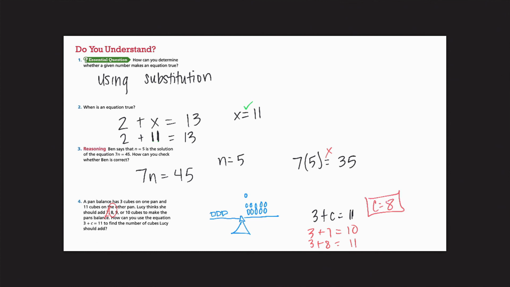Okie dokie artichokes. This is a pretty doable lesson. You just gotta be able to plug stuff in where you see a variable. Okay, so it's just like what we did with our scavenger hunt. You're just making sure that the answer works. Like if you're plugging it in, it should have the right answer, kind of like this guy. Okay, so if I put in 11, it's got to make 13. If I put in 12, it would not work, right?